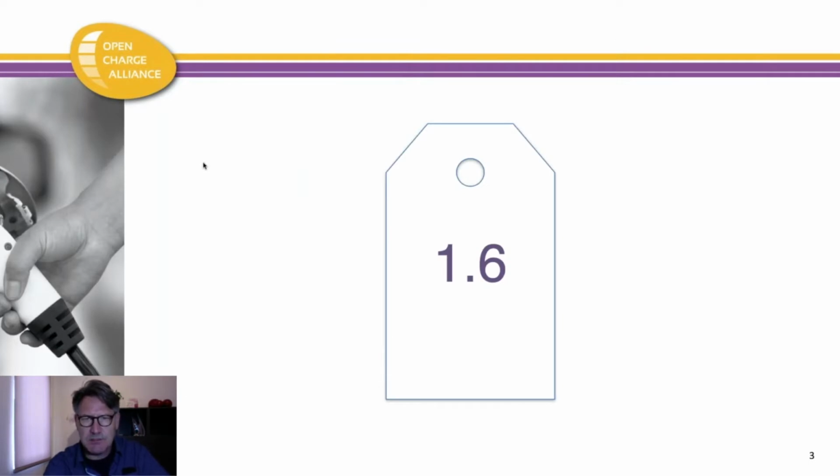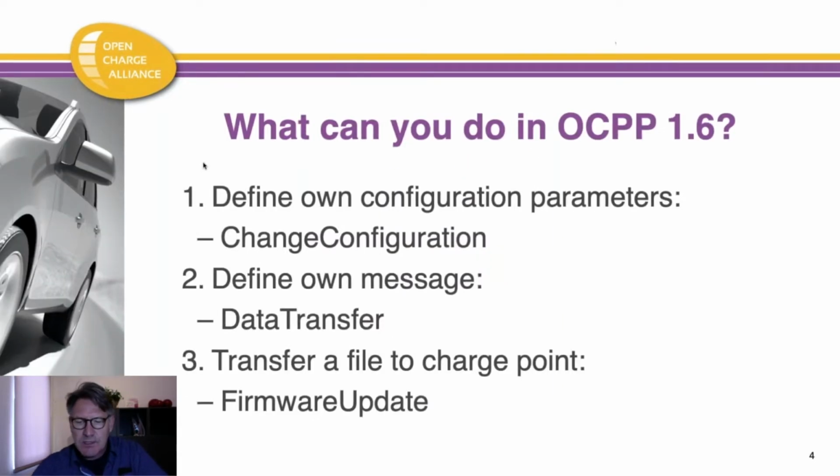So we start with 1.6. What can we do in 1.6? Well, we have basically three options. You can define your own configuration parameters using the change configuration command. And you can do quite a lot with that. You can define your own message using the data transfer. And if you really want to, you can transfer a complete file to a charge point using the firmware update mechanism. I will address all three of them in the next slides.